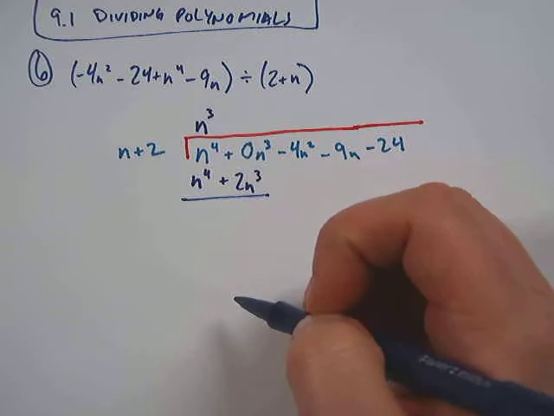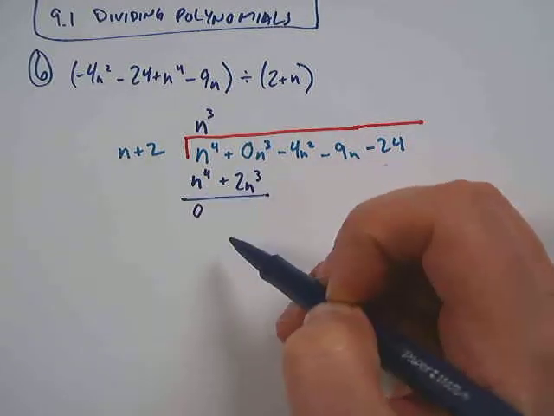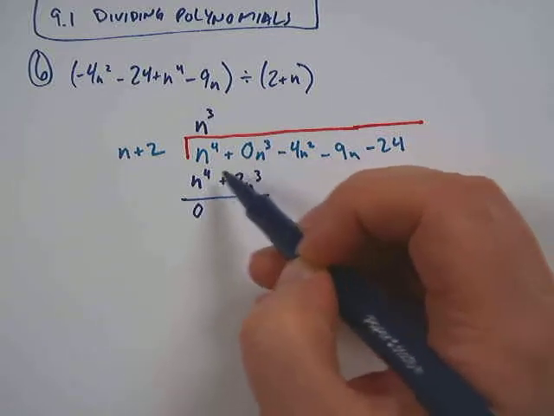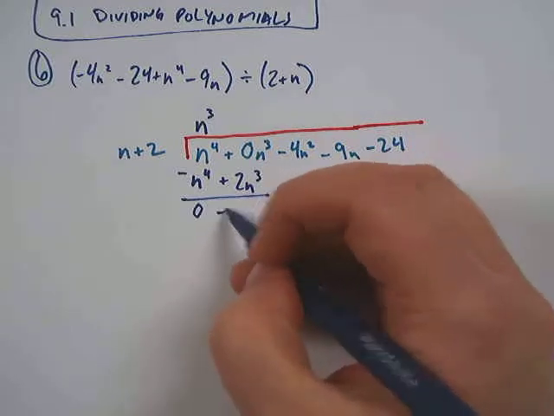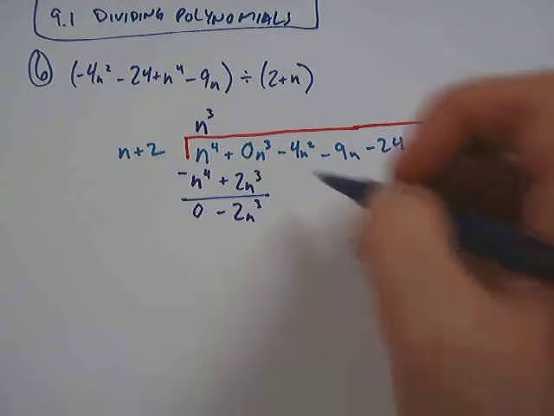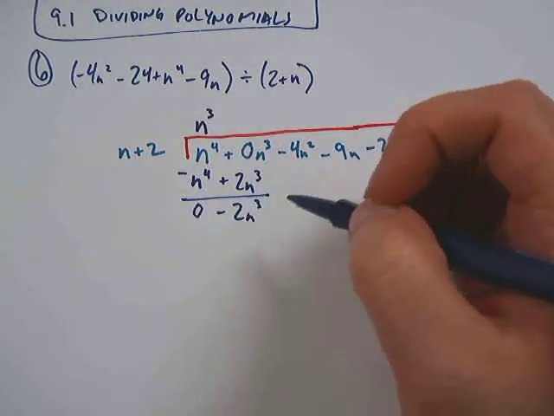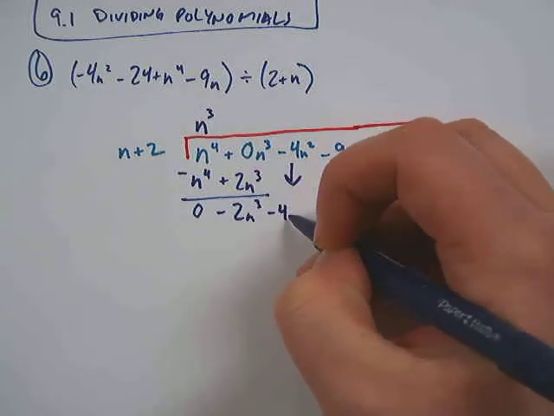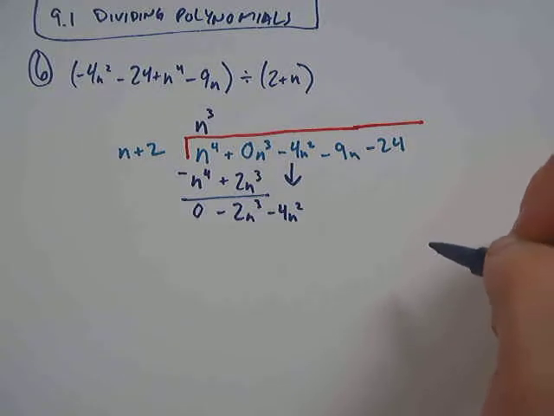Now we have to subtract these things. So n to the fourth minus n to the fourth is 0. 0n to the third power minus 2n to the third power is going to be negative 2n to the third power. So we have to be careful with our signs here. We are subtracting. Okay. So now we have to bring down our minus 4n squared, bring down the next term. And we have to repeat this process all over again.